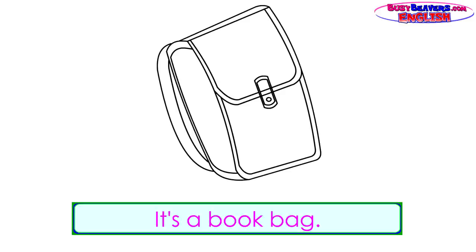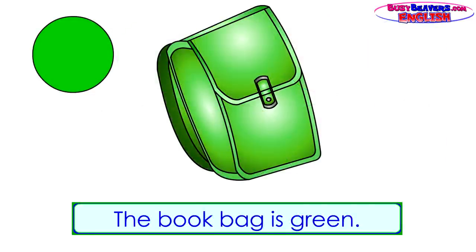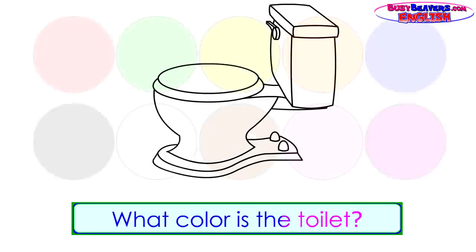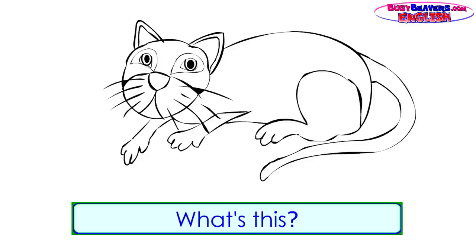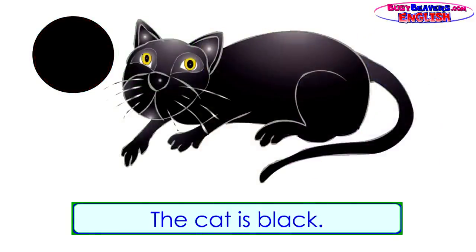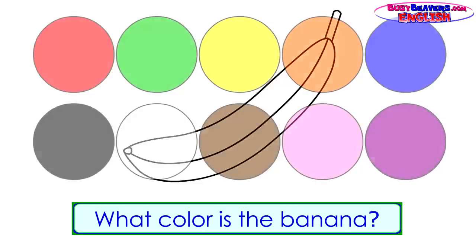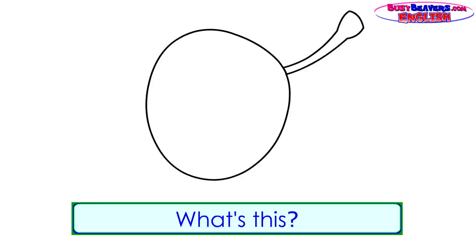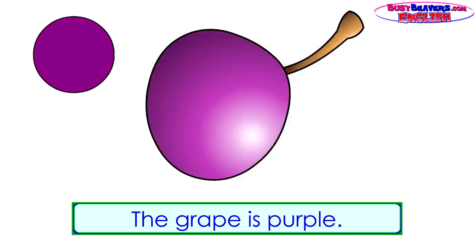What's this? It's a book bag. What color is the book bag? The book bag is green. What's this? It's a toilet. What color is the toilet? The toilet is white. What's this? It's a cat. What color is the cat? The cat is black. What's this? It's a banana. What color is the banana? The banana is yellow. What's this? It's a grape. What color is the grape? The grape is purple.